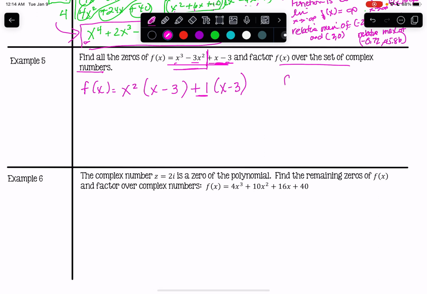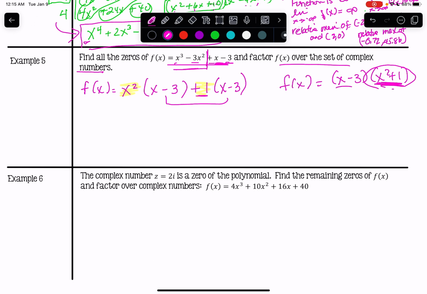So to rewrite that, f of x would be x minus 3, the common factor that you had, and then what was left over, x squared plus 1. So we have x squared plus 1. Now, that's not factored over the set of complex numbers because this is not completely factored. In the old days, when they didn't tell you to factor over the set of complex numbers, you would just say, okay, that's how you factor it, because this doesn't factor, but it does over the set of complex numbers. So I think it's easier to go ahead and get the 0 and then write it as a factor.